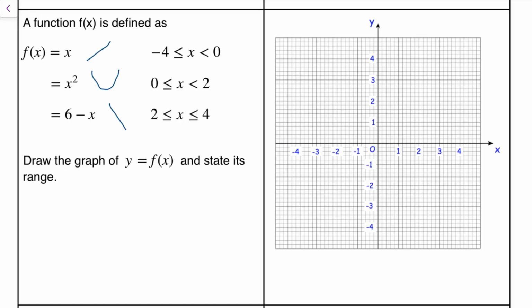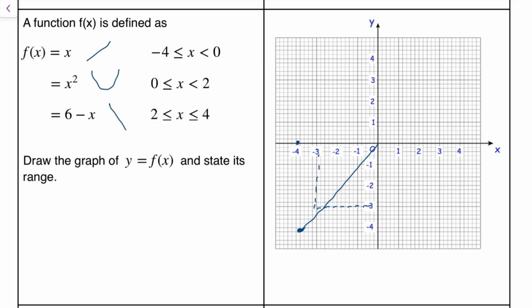Now, because the first one is x is equal to x, actually this is the easiest one. I know it's going to be between minus 4 and 0, so minus 4 is down here. Can't really see my grid very well, which means my first part looks something like that. Obviously, as I've said in other videos, in an exam, get a ruler out, because case in point, that hasn't gone through minus 3 very well, has it?